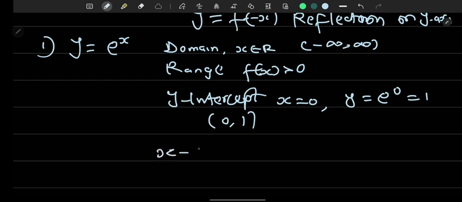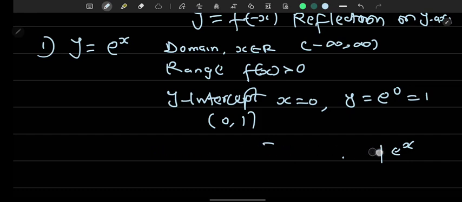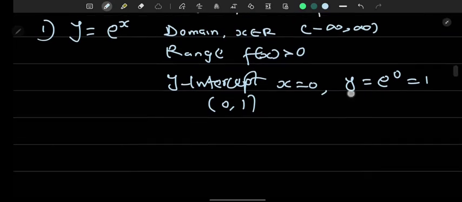Mind you, I told you there is no x-intercept here. Why? Because for you to get an x-intercept, y must be 0. That implies that when you substitute y to be 0 in the given function, which is 0 equals exponential x, this is not possible. There is no such value of x that will make this function 0. So by implication, we only have a y-intercept for exponential x. We use these 3 parameters now to sketch exponential x.